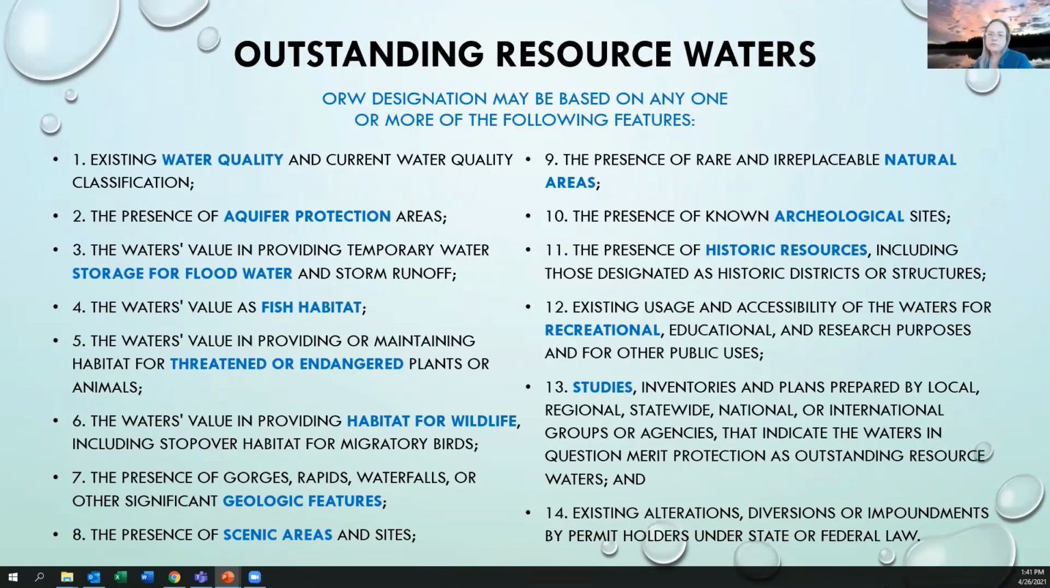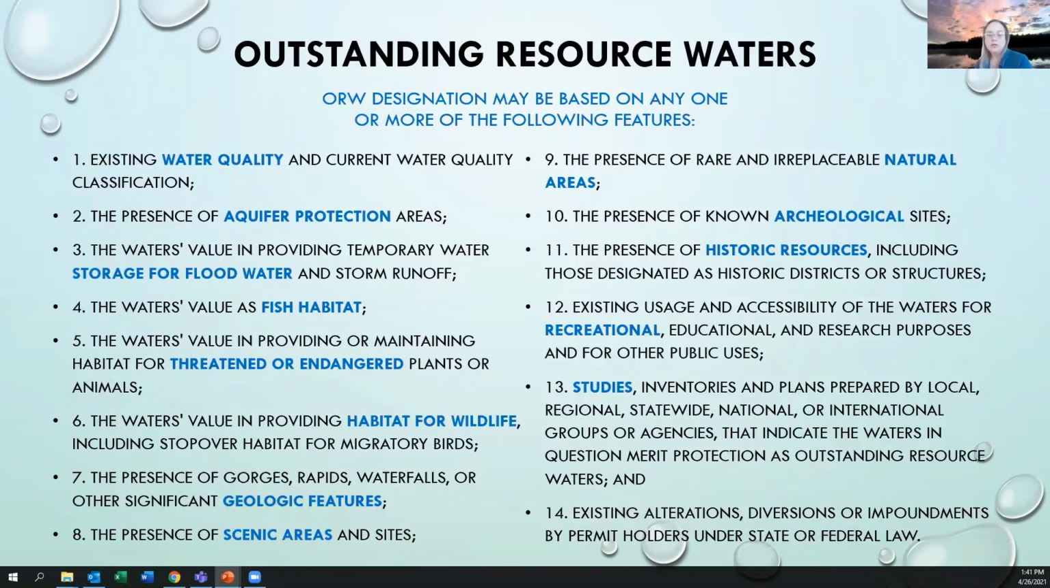Outstanding resource waters is a whole other classification. It's not officially a classification, it's called a designation. And this is both a federal and state designation. And the reason I like this is because it's got much broader options for how you can protect a river or any water. So you can do it on any one of these 13 criteria.